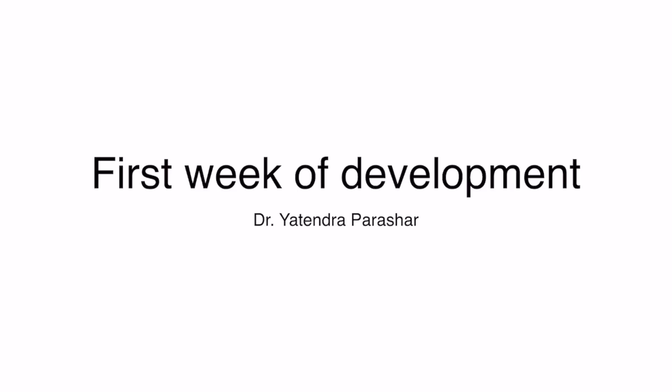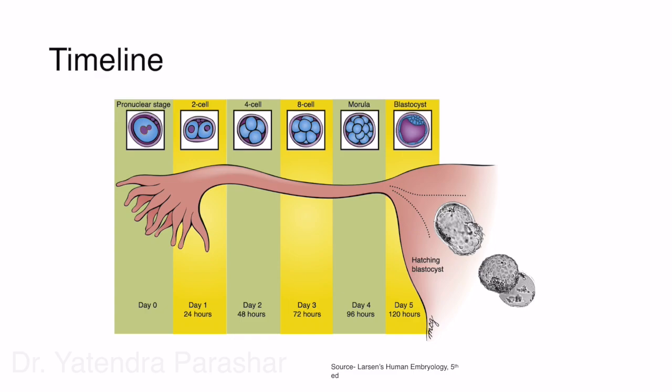Hello dear students. Today we are going to learn about the development of the human embryo during the first week of gestation. This is the timeline showing how the embryo develops during the first week of gestation after fertilization, which occurs in the ampulla of the uterine tube.